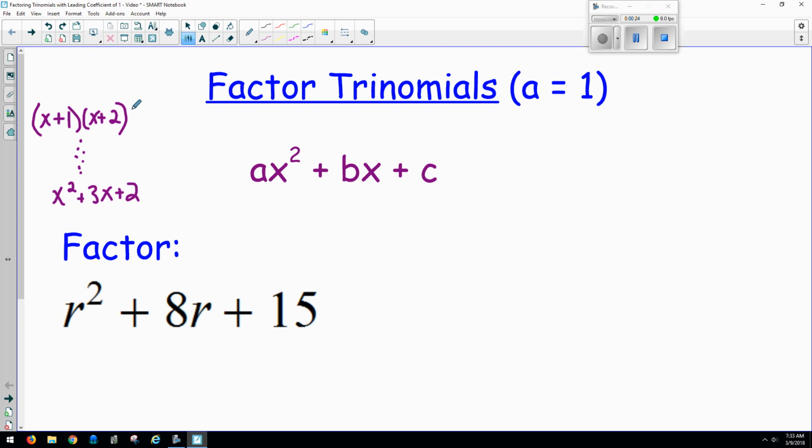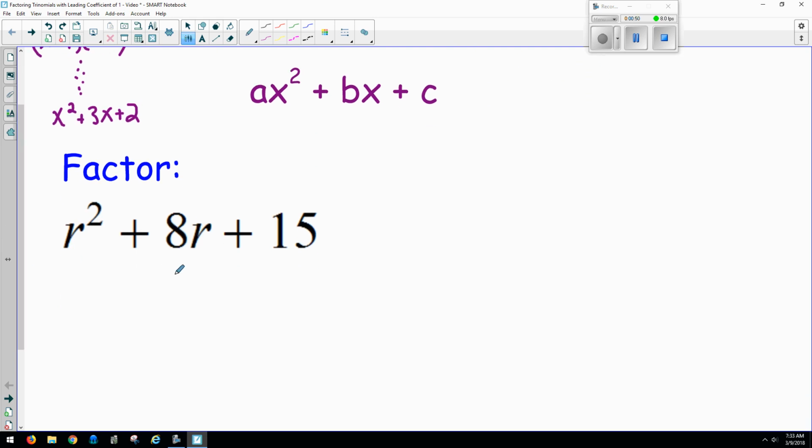Instead of starting here and ending up here, we're going to start with a trinomial and end up with two binomials. So the trinomials are in the form of ax squared plus bx plus c, where a is always going to be the coefficient of the squared term, b is the coefficient of the variable by itself, and c is the number without any variable. So that's going to be our starting point when we go to factor something like this.